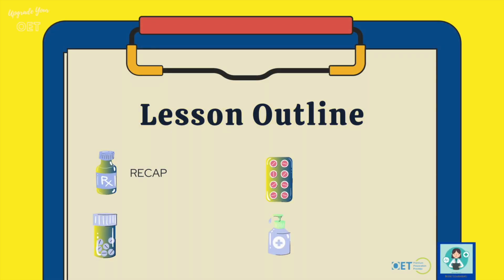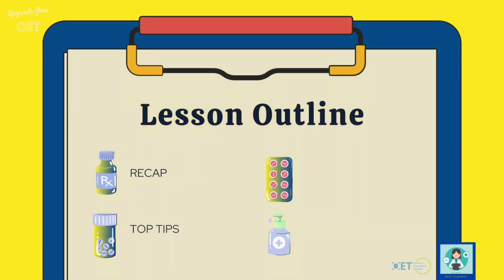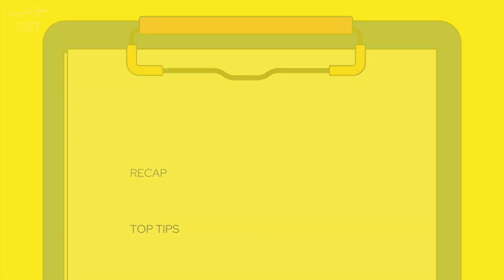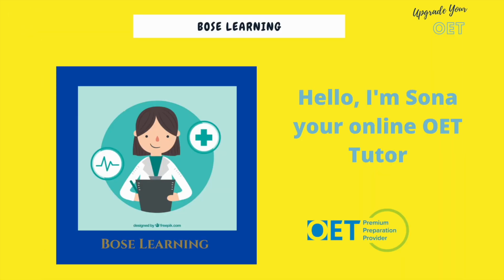So what are we going to do in this lesson? We're going to do a quick recap of listening part B. We're then going to look at some top tips and strategies of how you can answer the questions. Of course, we'll do some practice and then we'll take a look at the answers as well.